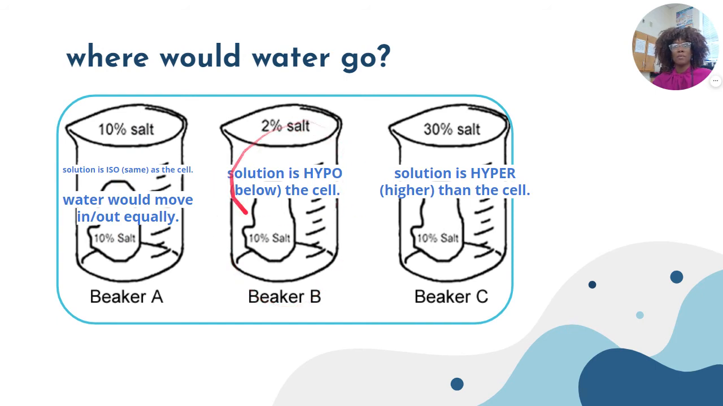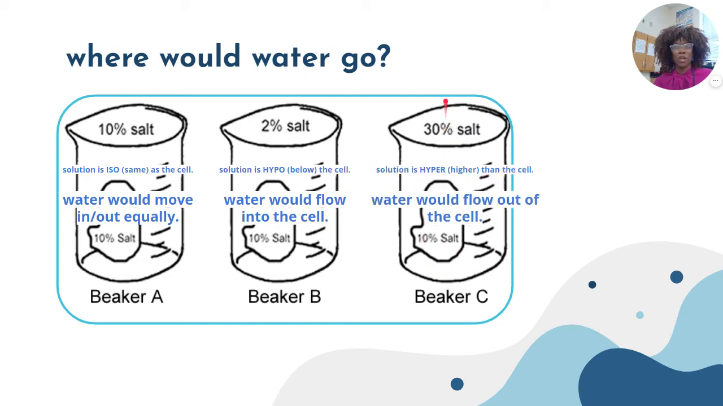All right, how about beaker B? 2% versus 10%. Where's water going to flow? Water is going to flow towards the higher concentration, which is 10. Water is going to flow in. All right, last but not least, where do you think water is going to go? It's going to come out of the cell towards the 30, so water is going to flow out of the cell.